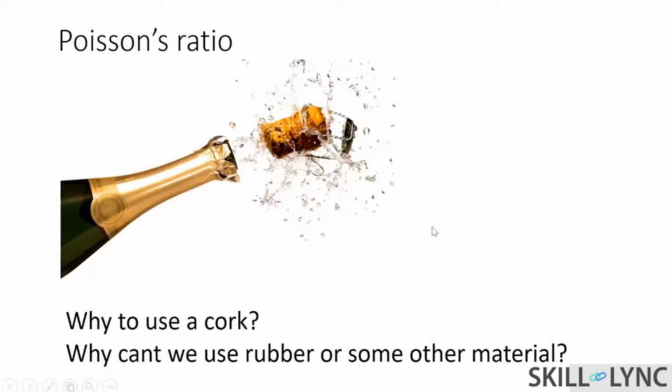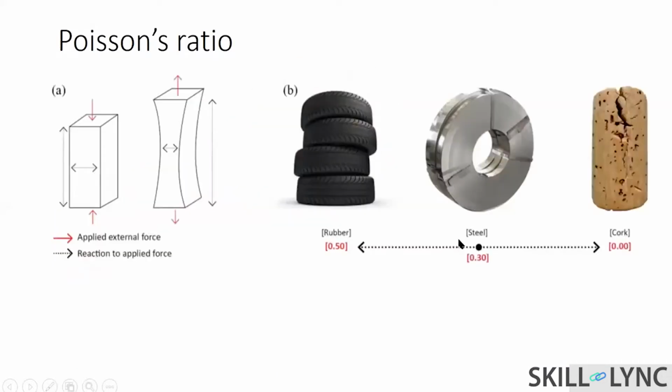Okay, so that's pretty good. I have another slide that might give you some insight into what it actually is. On the left, you have some load applied to it and the reaction to it. And on the right are some values given for rubber, steel, and cork. Just comparing these two images can give you some insight.